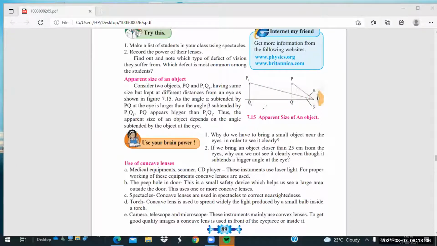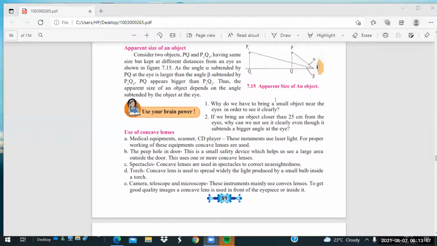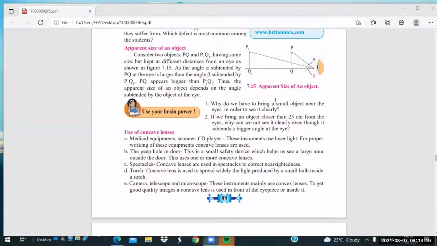Now we are going to see why we have to bring a small object near the eyes in order to see it clearly. What is the reason behind it? Can anybody tell me? Why do we have to bring a small object near the eyes in order to see it clearly?